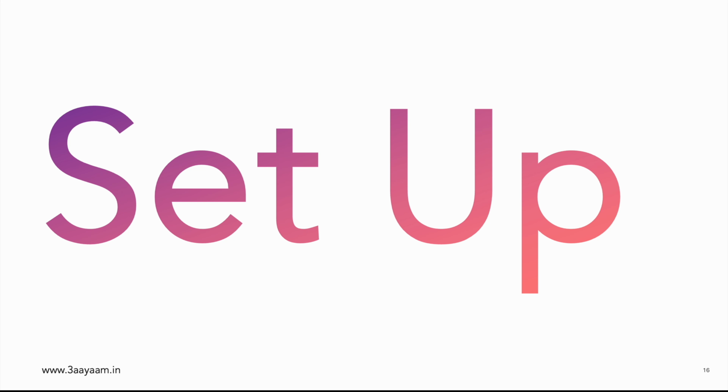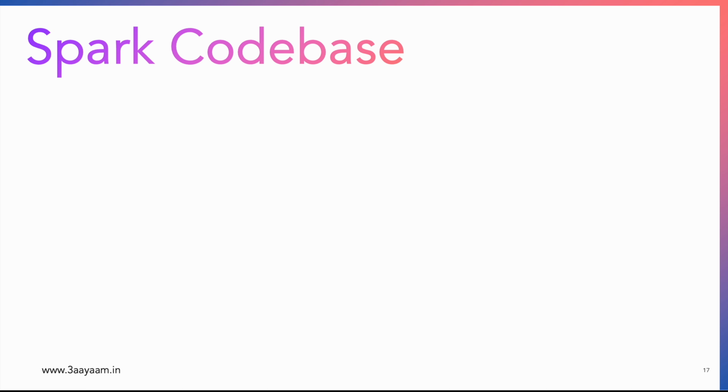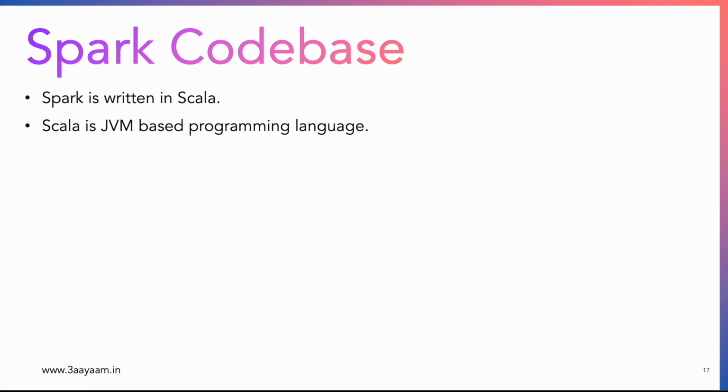Now it's time for us to do the setup and configuration of Spark. But before that, let's talk about the Spark code base. As Spark is also a program or an application or a software, it must also have been written with a programming language. And that programming language is Scala. So Spark is essentially written in Scala, and Scala is a JVM based programming language.